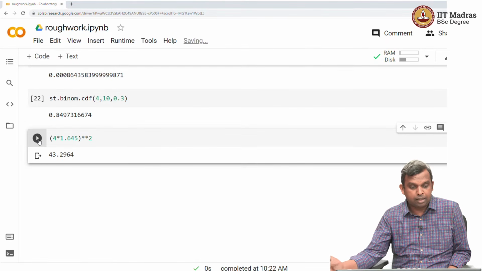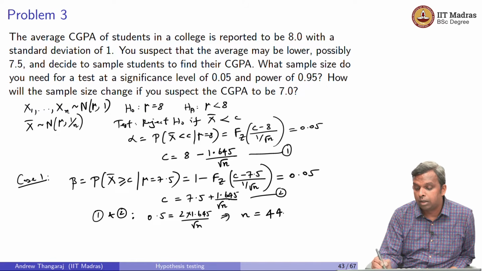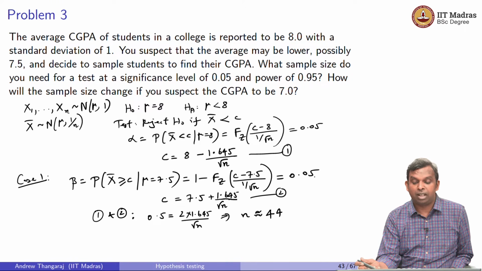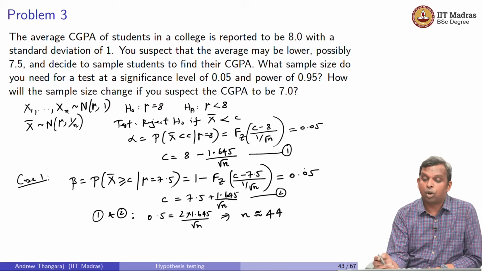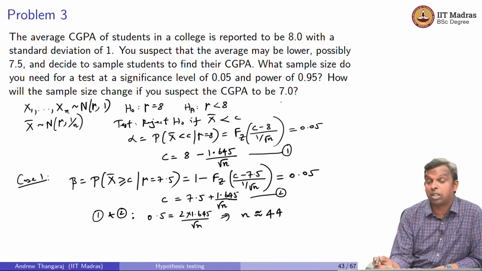So it says 43.29. So 44 roughly, and is 44. So you need 44 students, and then you can assure yourself of a type 1 error which is 0.05, type 2 error which is 0.05 again. Okay. Now supposing your alternative hypothesis is 7, you want power against an alternative hypothesis of 7 and now 7.5.